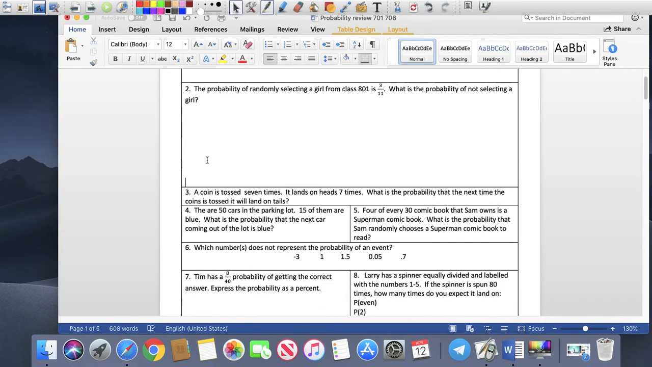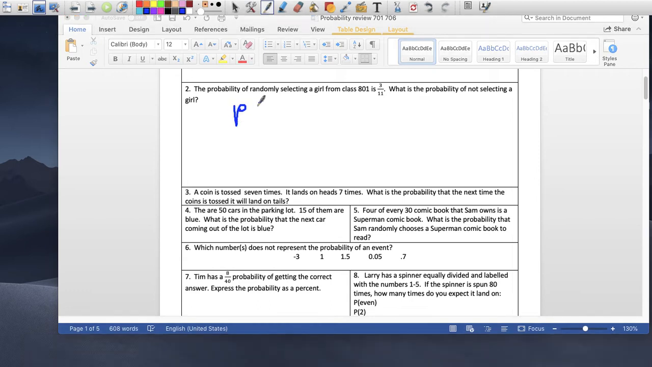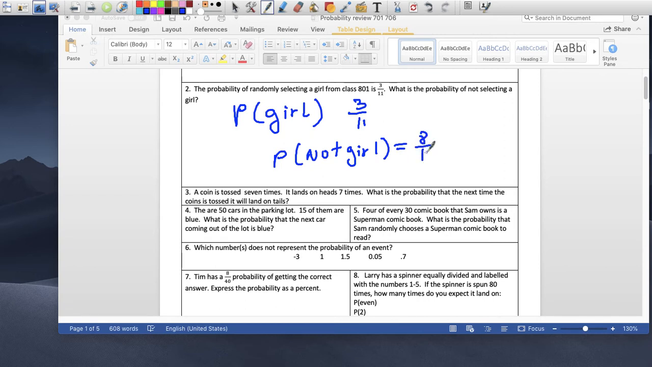The probability of selecting a girl from class 801 is 3 out of 11. So the probability of selecting a girl, obviously randomly, right? Let's say all the students' names are in a hat, and the probability of getting a girl is 3 out of 11. The probability of not selecting a girl, which means I'm going to select a boy, has to be the complement of that, which is 8 out of 11, right? I have a 3 chance out of 11 to select a girl, which means I have an 8 out of 11 chance of not selecting a girl.